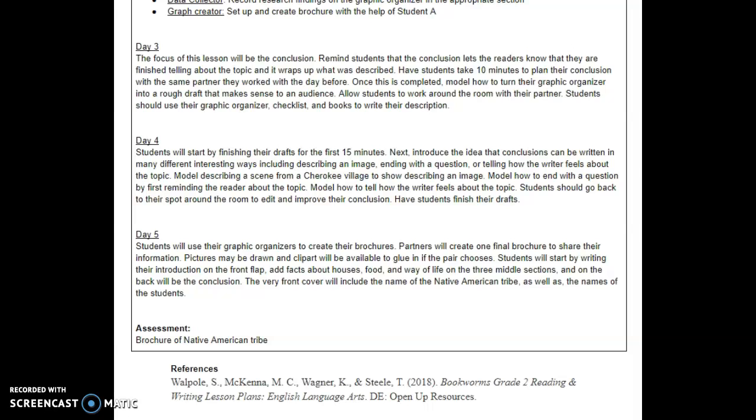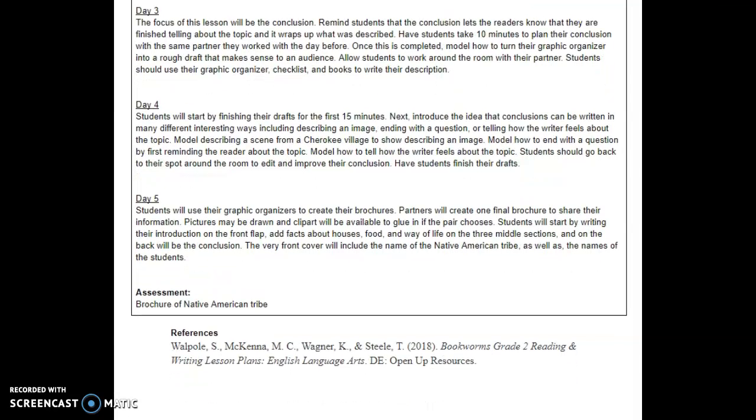For day 4, students are going to finish their drafts for the first 15 minutes and then introduce the idea that conclusions can be written in many different interesting ways, including describing an image, ending with a question, or telling how the writer feels about the topic. Model describing a scene from a Cherokee village to show describing an image. The teacher will then model how to end with a question by first reminding the reader about the topic and then asking a question. And then modeling how to tell how the writer feels about the topic will come last.